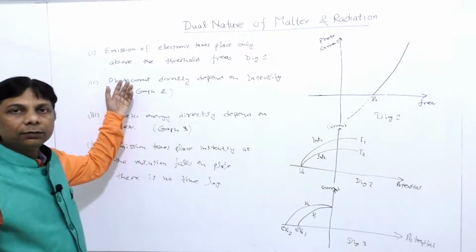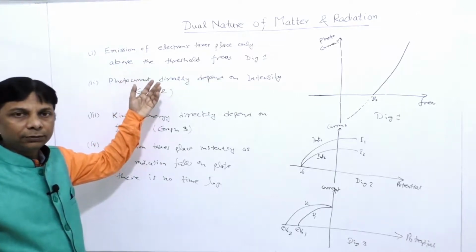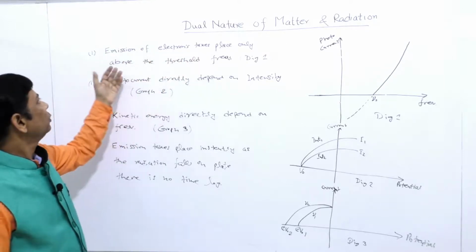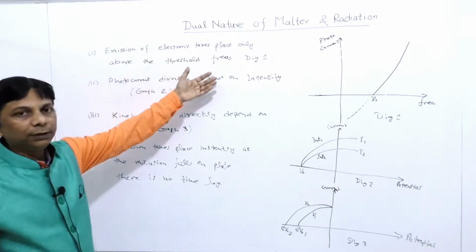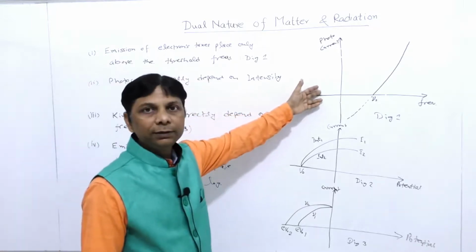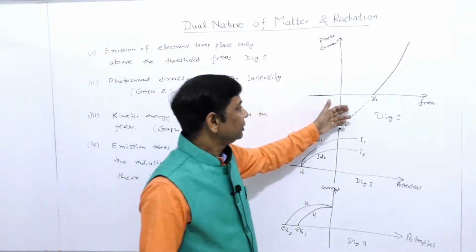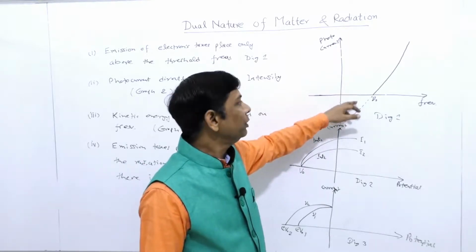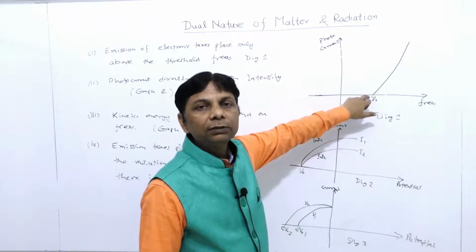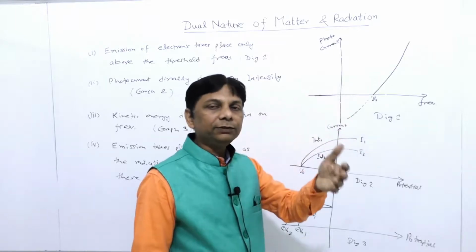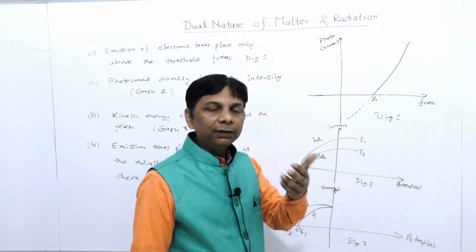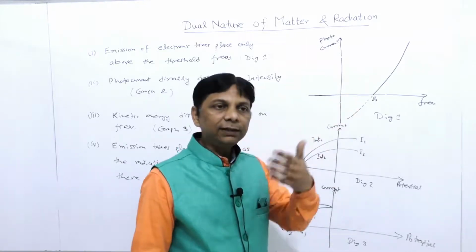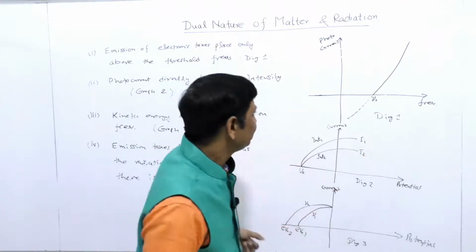Okay, these are the photoelectric emission laws. The first law is that emission of electrons takes place only above the threshold frequency. In this diagram, you can see that initially there is no emission of electrons. Electrons are emitted only above the threshold frequency, meaning when the incident light has frequency larger than the threshold frequency, then emission of electrons takes place instantly.